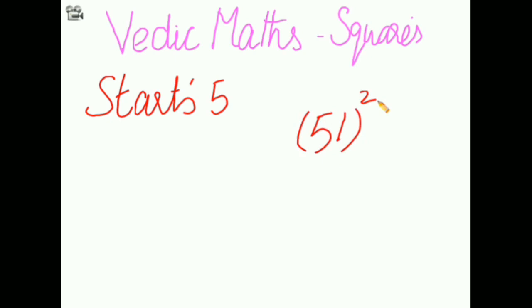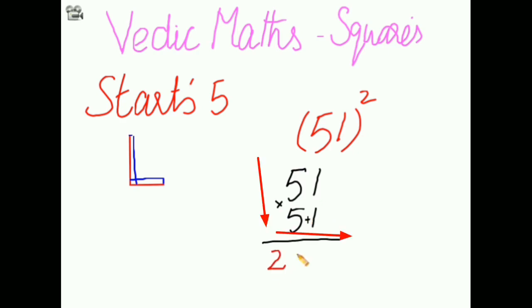51 square. For this you have a rule. You just remember the letter L. 51 into 51. So first you multiply 5 into 5 plus 1, that means 26. Next one is the same thing, 1 into 1, 01, because a square means you have 2 digits.